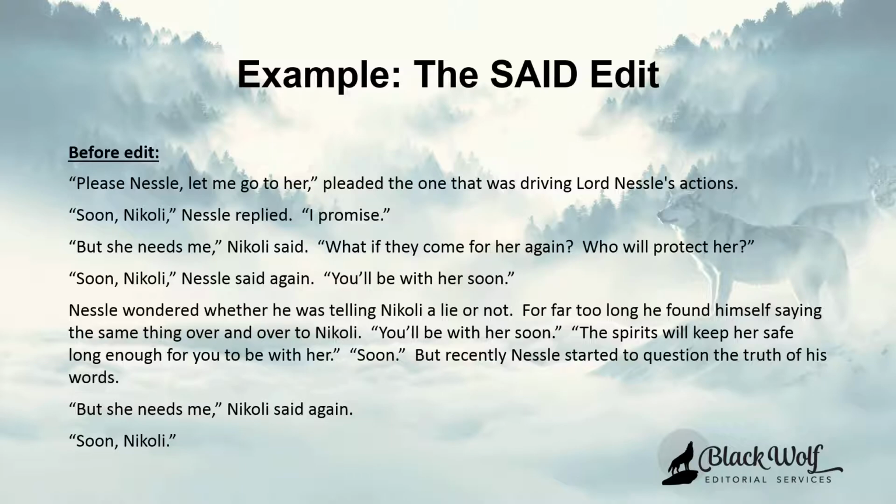Nestle wondered whether he was telling Nikolai a lie or not. For far too long he found himself saying the same thing over and over to Nikolai. You'll be with her soon. The spirits will keep her safe long enough for you to be with her. Soon. But recently Nestle started to question the truth of his words. But she needs me, Nikolai said again. Soon, Nikolai.